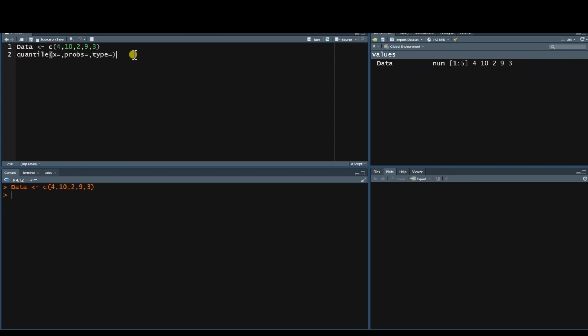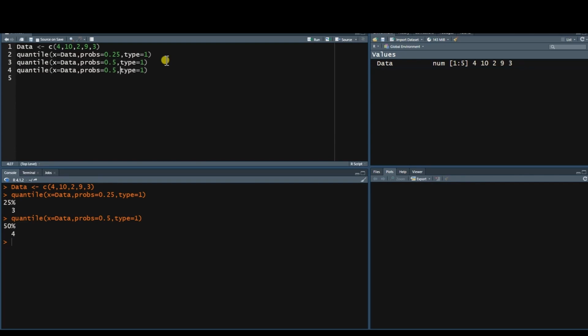Okay, let's find the quartile using type 1. So type equal 1, and x means the data. Prob is 0.25, that is, this value is Q1. Okay, Q1, so we get 3. And the median equals prob 0.5, that is 4. And when the probs is 0.75, we get Q3, 9.